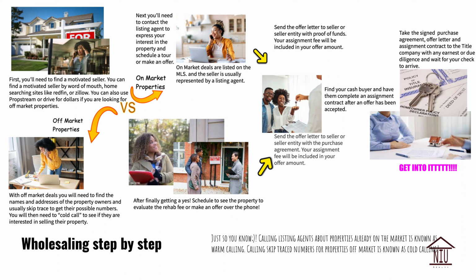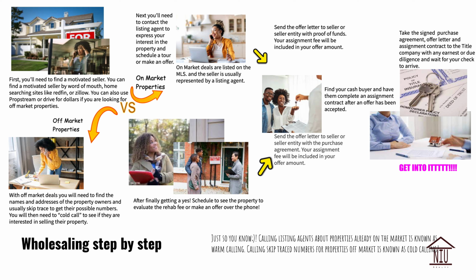On-market deals are listed on the MLS, and the seller is usually represented by a listing agent. Then you'll need to send the offer letter to the seller or seller entity with proof of funds. Your assignment fee will be included in your offer amount. Lastly, you'll need to find your cash buyer and have them complete an assignment contract after an offer has already been accepted. Then you'll take the signed purchase agreement, offer letter, and assignment contract to the title company with any earnest or due diligence and wait for your check to arrive after closing. That's it.